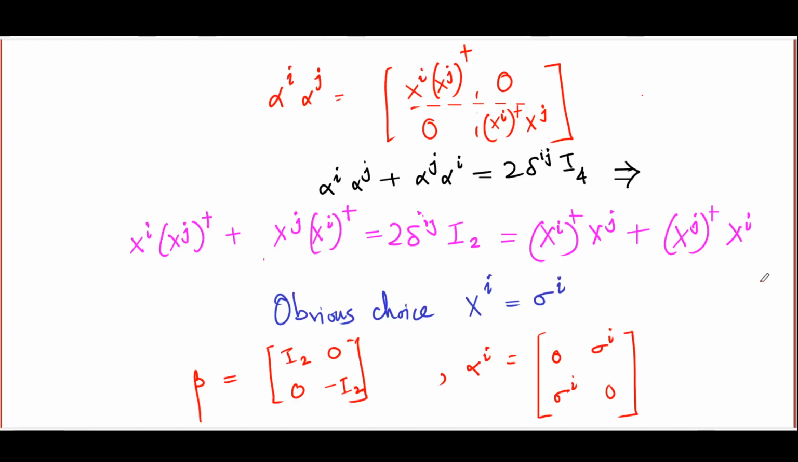That solution, written down in the form of 2x2 matrices, is simply this. Beta is I2, 0, 0, minus I2, which is just another way of writing the 4x4 diagonal matrix with 1, 1, minus 1, minus 1 down the diagonal, and the 3 alphas are given by alpha i equals 0, sigma i, sigma i, 0. So in the end, what we have found is that at least one solution exists for the Dirac conditions, which is actually built up out of pretty familiar matrices. The sigma matrices play their role once again in physics.